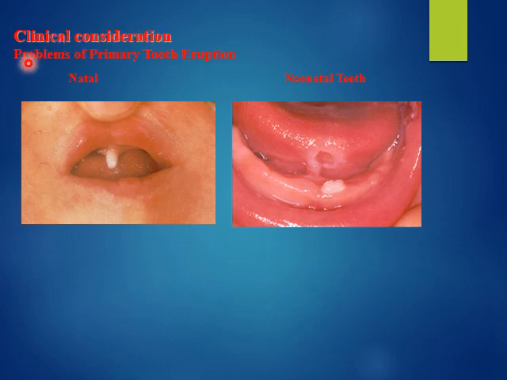Clinical consideration of tooth eruption. We have problems of primary tooth eruption like natal and neonatal teeth. A natal tooth is an erupting tooth present inside the oral cavity of the baby at birth, while a neonatal tooth erupts 1 or 2 months after birth. These teeth cause irritation to the adjacent soft tissue, like in this area, the ulcer on the tongue.